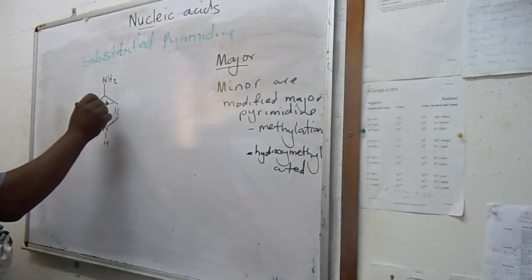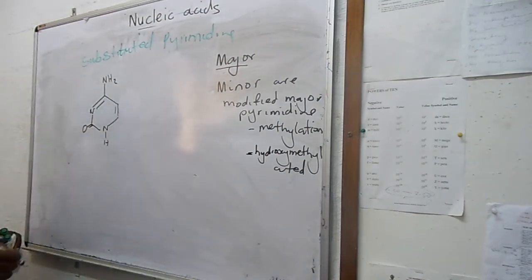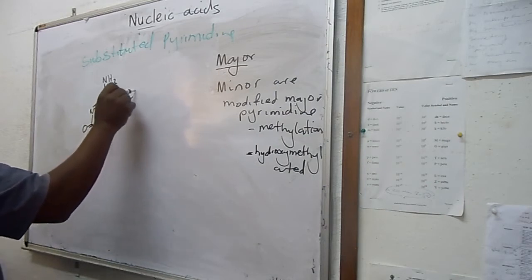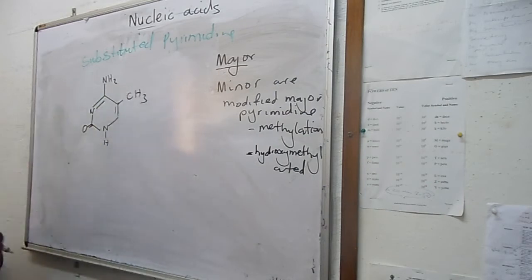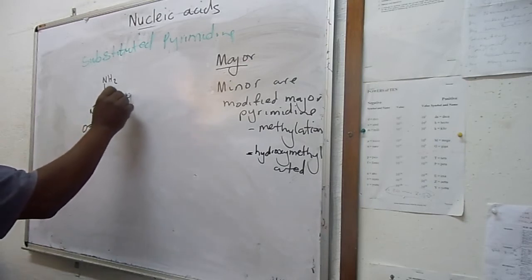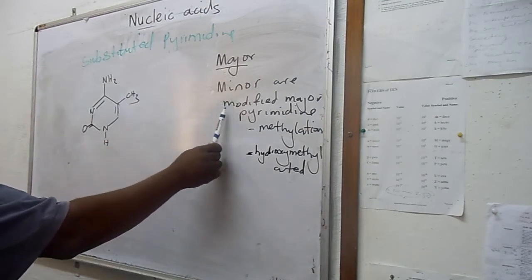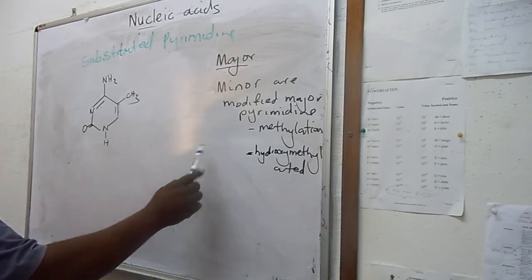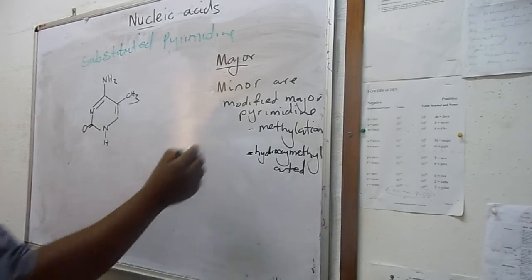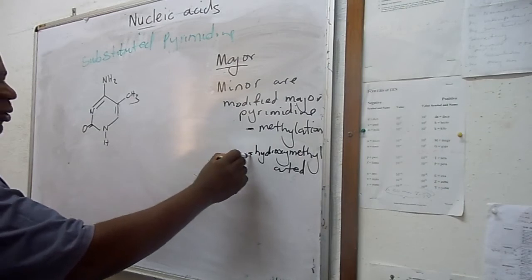Okay, cytosine may be methylated at position number 5. Cytosine is without the methyl group. But if we decide to methylate at position number 5, then this becomes a minor pyrimidine. A minor pyrimidine is a modified major pyrimidine. Examples of modifications that are known: methylation or hydroxymethylation.